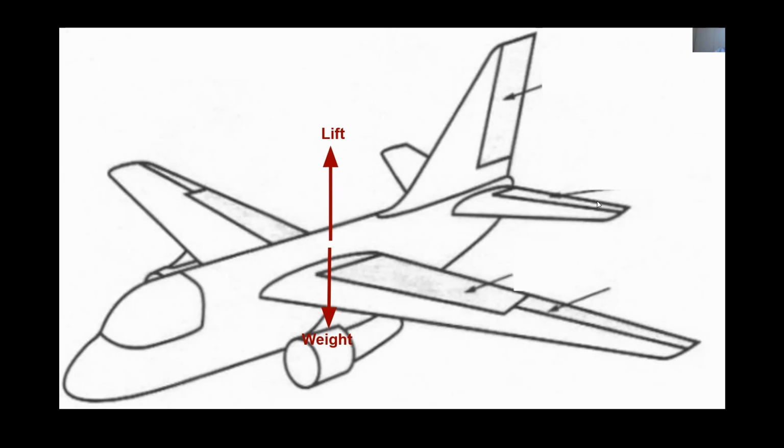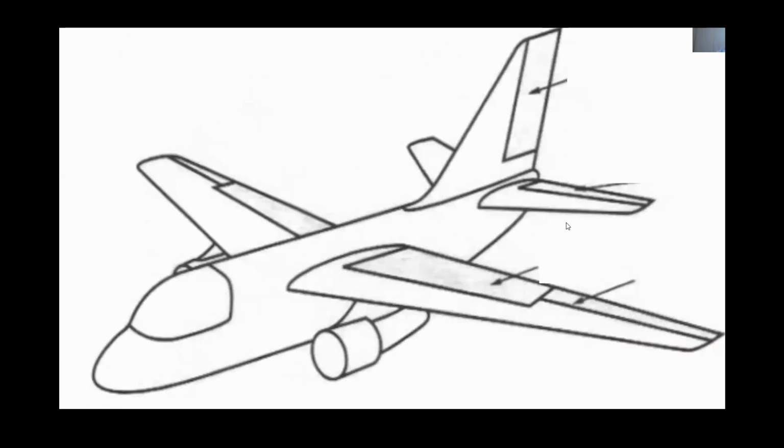The next force to consider is drag. Drag is caused by friction between the plane and the air molecules and acts to slow the plane down. Drag is offset by the final force, thrust. Thrust is the force created by the engines which pushes the plane forward. These four forces represent a simplified version of what happens during flight.